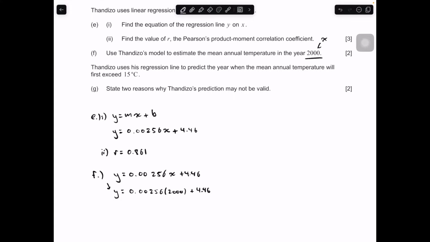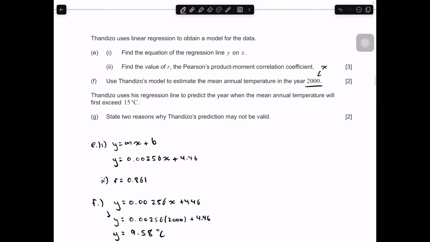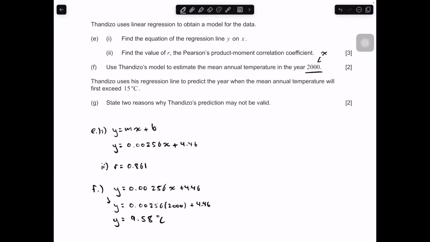What would it predict? Okay, so that's more straightforward, kind of just calculations. I'm going to work it out on my calculator right here. 0.00256 times 2000 plus 4.46. And this would give us a value, y is equal to 9.58. So 9.58 degrees Celsius. Okay, so not too bad of a question. Maybe interpreting what it's asking might be the challenge, but if you can get past that step, then perhaps not a bad question.